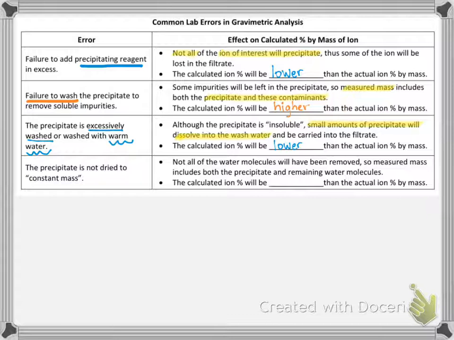Now, just like in the hydrate lab, it is possible for your precipitate to not be fully dried. Honestly, we've had that trouble if it's really humid out. It takes a long time to dry. So if it is not dried to constant mass, well, when you measure the precipitate mass, you're also measuring some molecules of water, which makes the mass of the precipitate higher than it should be. So the calculated ion percent by mass will also be higher than it should be.